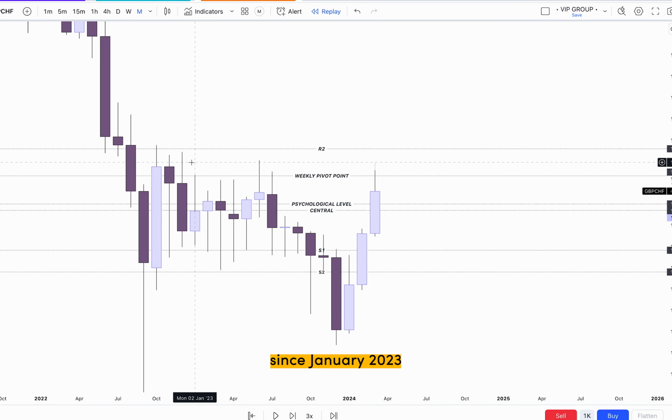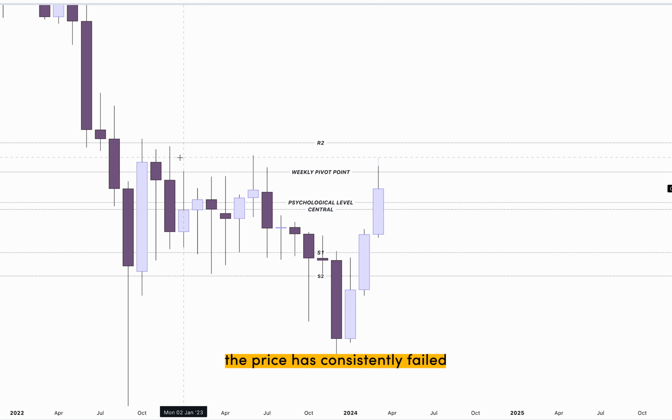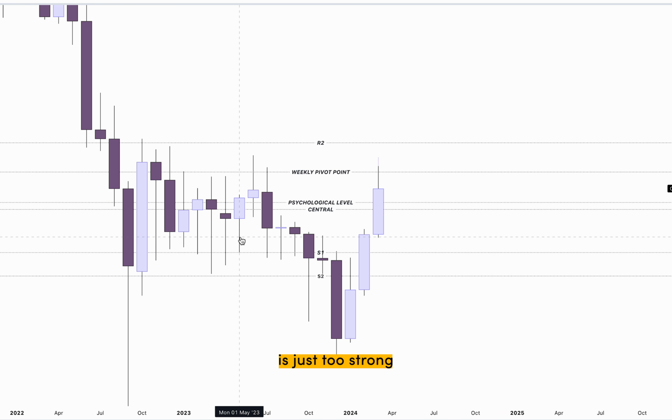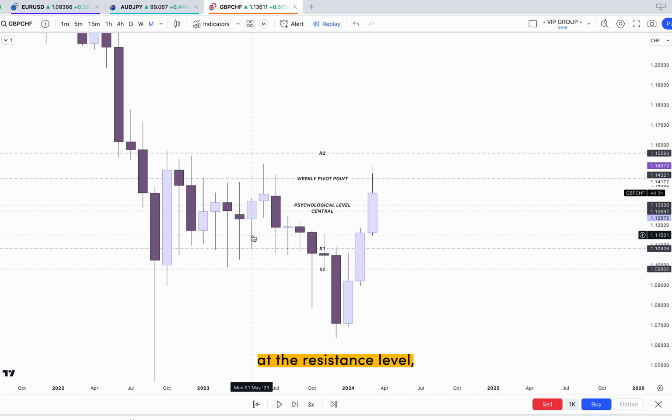point. Since January 2023, the price has consistently failed to close above this line, and every time it reaches this point, it basically gets knocked back down, showing us that the selling pressure is just too strong for the buyers to overcome. So this kind of persistent rejection at the resistance level, like our weekly pivot point, is a very classic sign that the trend could reverse. So what we have is basically a resistance level that has been tested and held firm for months, and that's a very clear indication that it's an area where traders are watching and reacting to.